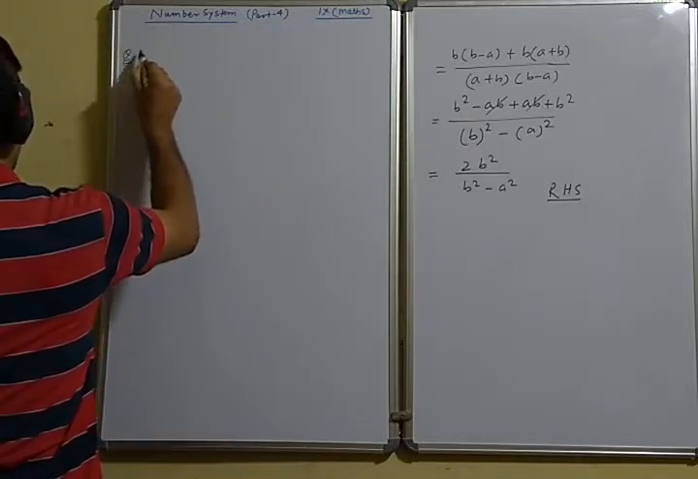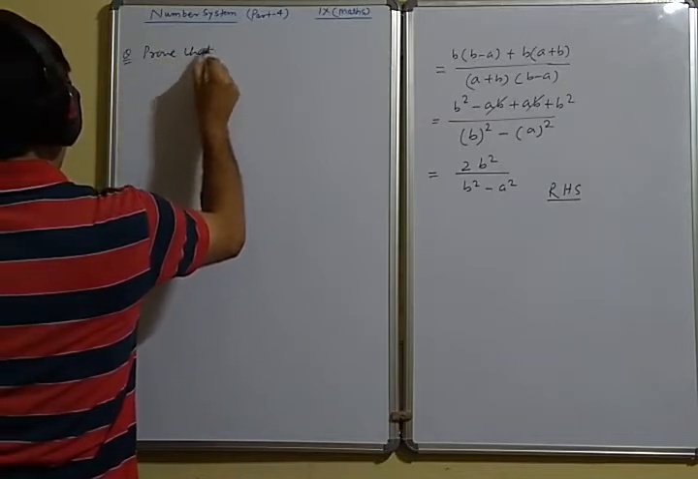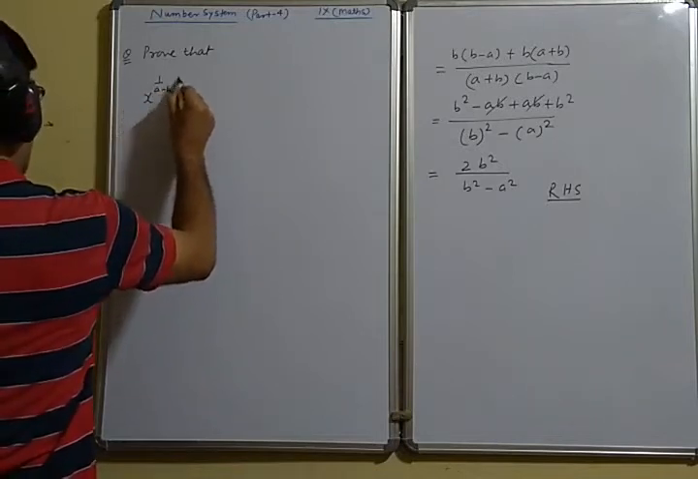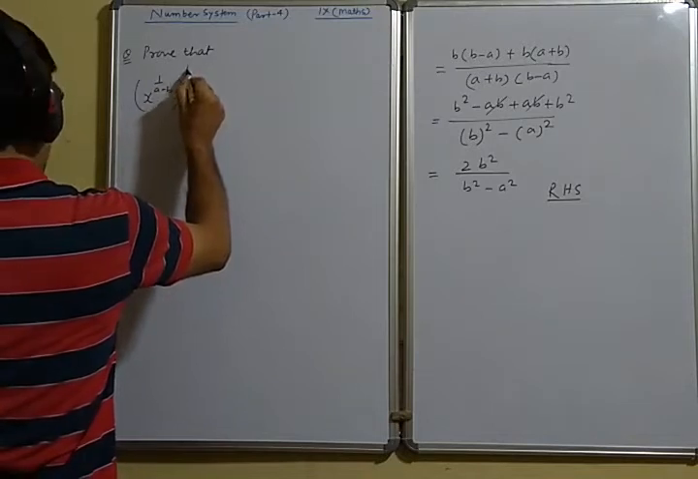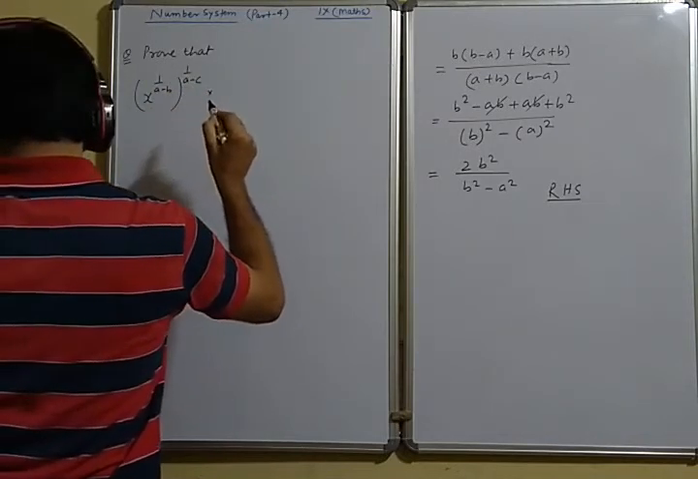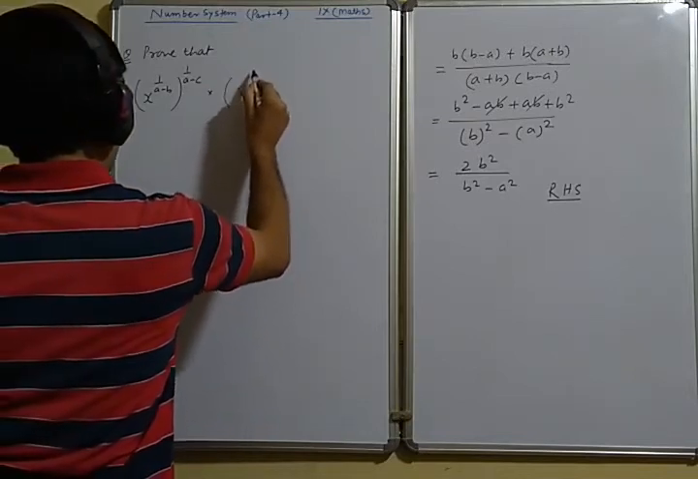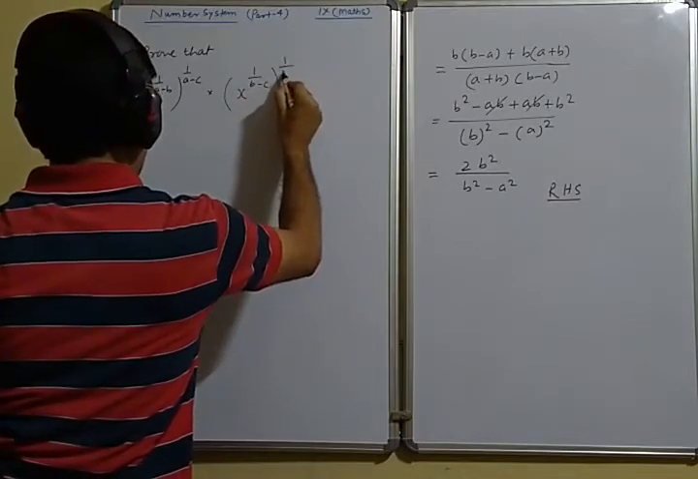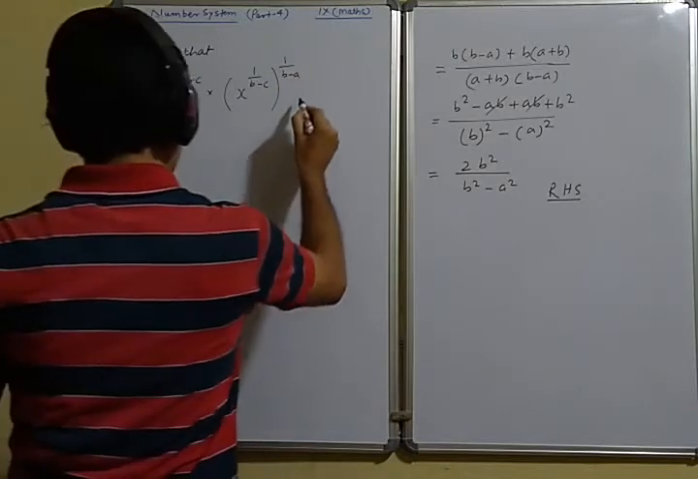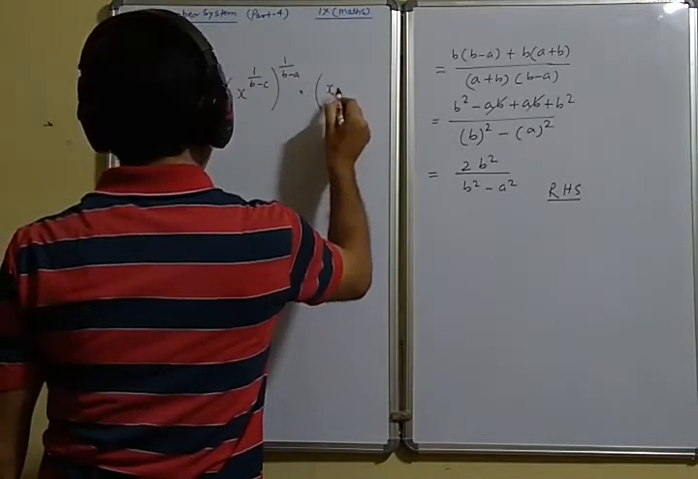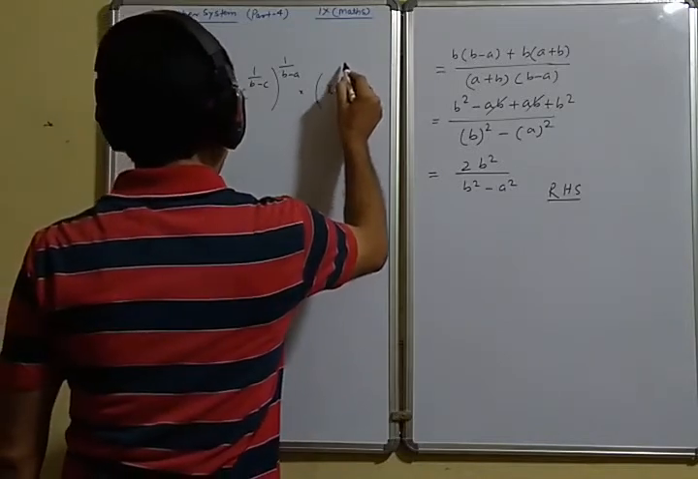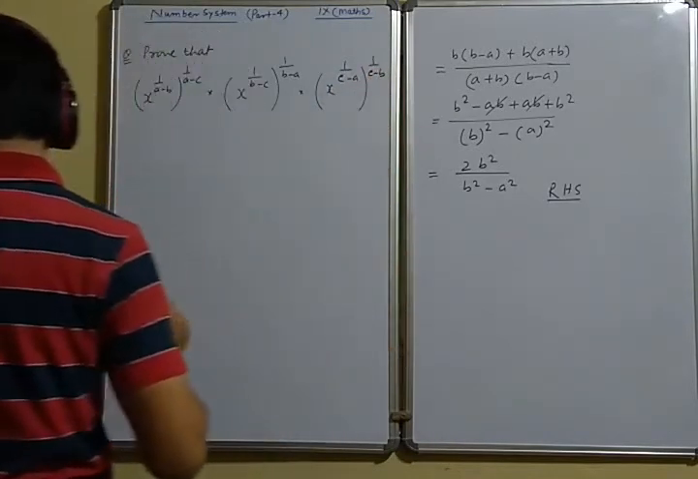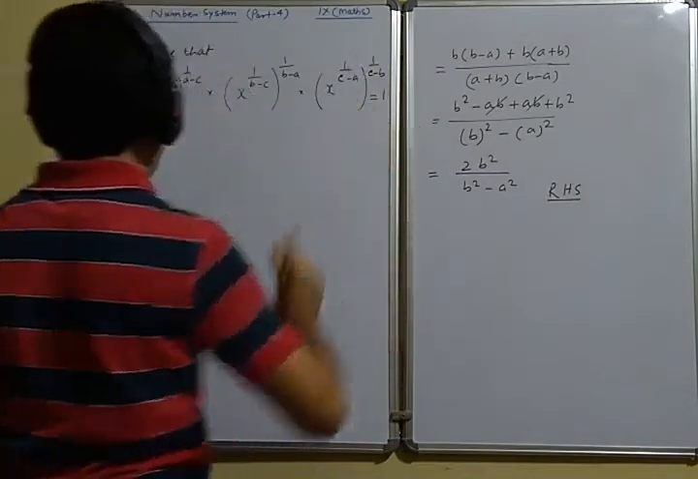Prove that x raised to power 1 upon a minus b whole raised to power 1 upon a minus c into x raised to power 1 upon b minus c whole raised to power 1 upon b minus a into x raised to power 1 upon c minus a whole raised to power 1 upon c minus b, and that is equal to 1. This we have to prove.